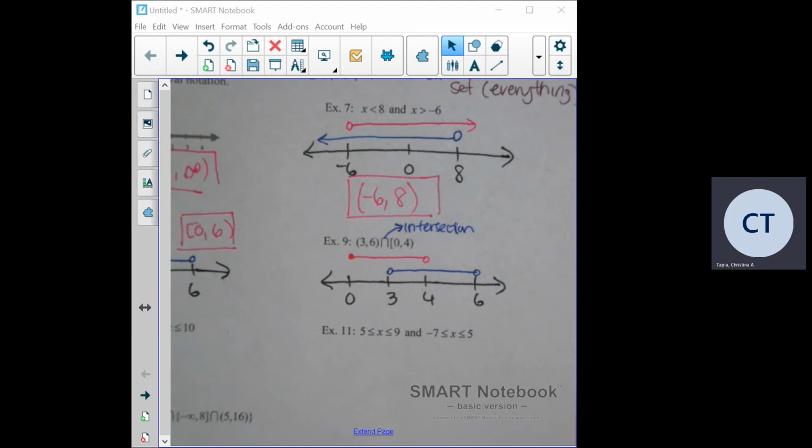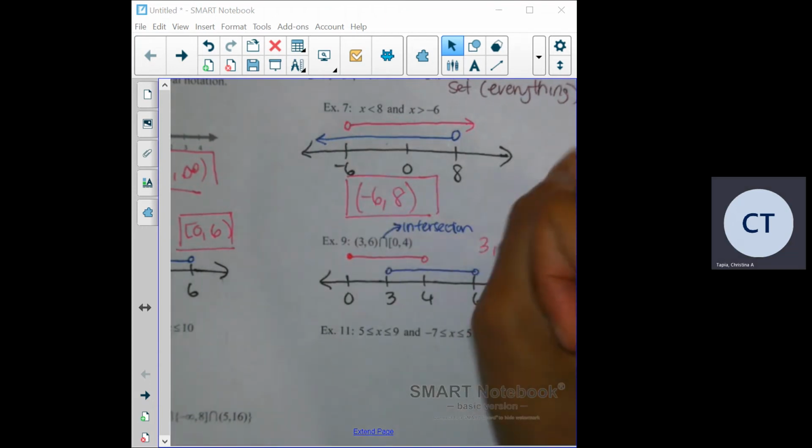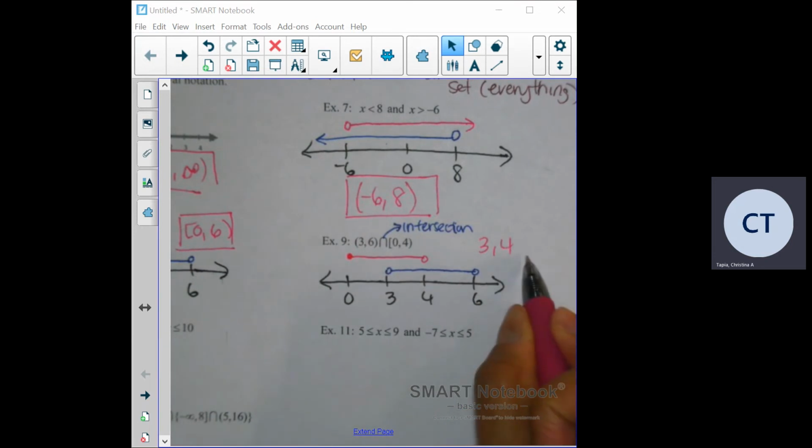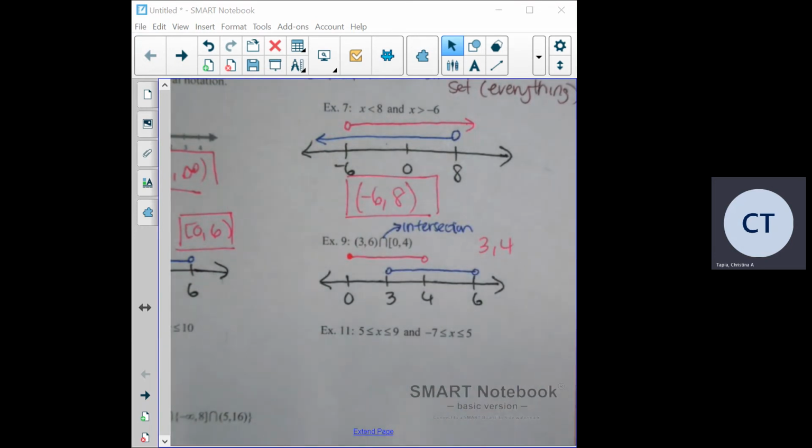Okay, intersection is different. You want to see where the pink and blue line overlap. So where are they going to be right on top of each other? 2 of the same lines. What interval will that be between? 3 and 4. Okay, that's true. Between 3 and 4. But should I put parentheses around both? Brackets around both? What should I put? Parentheses around both.